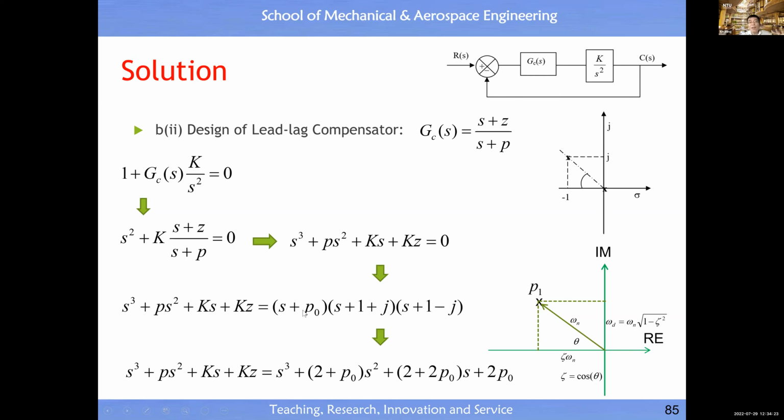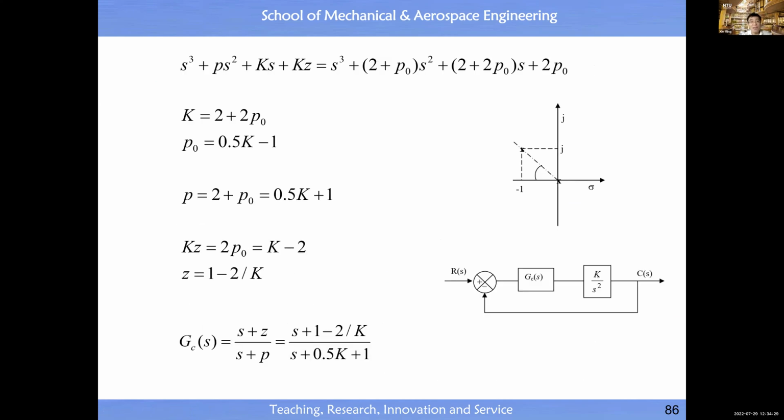So we expand them. For these two equations to be equal, their coefficients must be equal. So immediately you know that 2 plus P0 must equal this K, that is, 2 plus 2P0 must equal K. Then dividing both sides by 2, you get P0 equal to K divided by 2 minus 1. So you get P0 in terms of K.